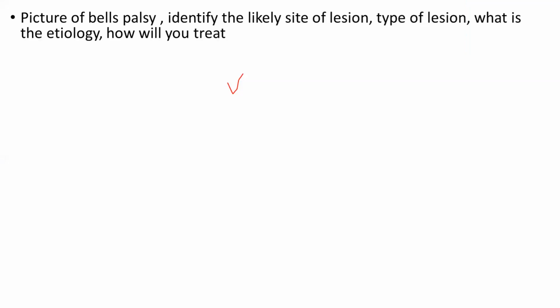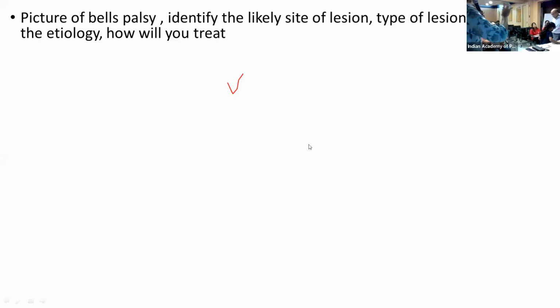So I'm just putting up a few questions which I found, which were asked in OSCEs related to this topic. So a picture of Bell's palsy patient is shown, which you saw, right? And then questions are asked, how will you find which nerve is involved? What is the etiology? How will you treat? Will you be able to answer this question? If you look at a Bell's palsy, you'll be able to answer.